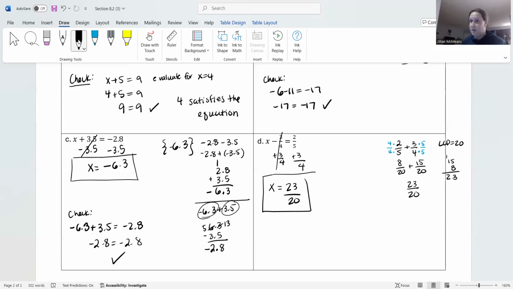Don't write this as a decimal. Don't write this as a mixed number. Leave it the improper fraction. Just make sure it's reduced, okay?